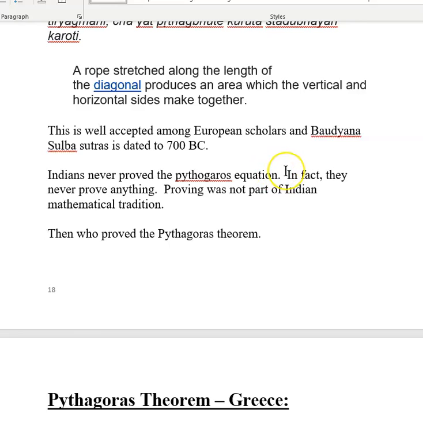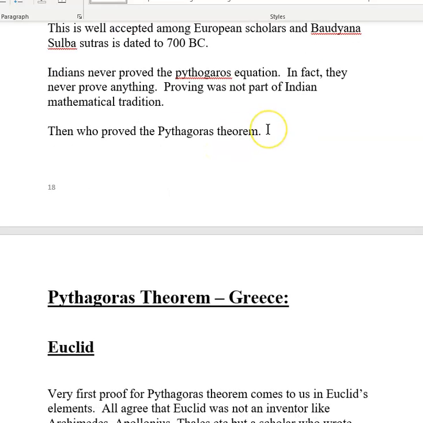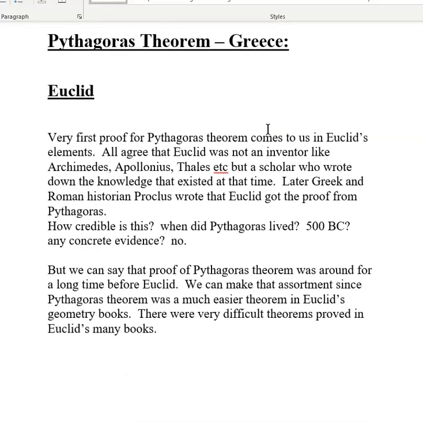Indians never proved the Pythagoras equation. In fact, they never proved anything. Proving was not part of Indian mathematical tradition. Then who proved the Pythagoras theorem? Pythagoras theorem in Greece: Euclid.